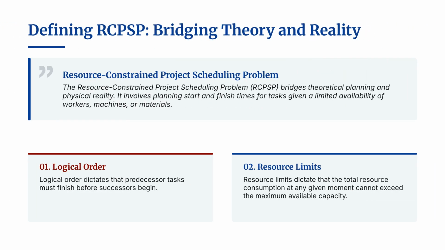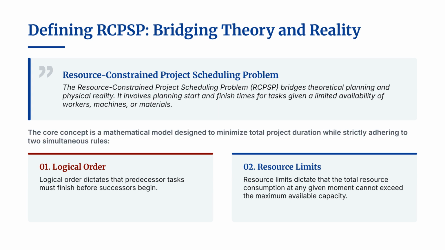So, how do we formally define RCPSP? It is a mathematical modeling framework designed to determine start and finish times for all project activities while minimizing total project duration. Crucially, this minimization must adhere to two simultaneous rules. First, the logical order rule. Predecessor tasks must finish before successors begin. Second, the resource limit rule. The total resource consumption at any given moment cannot exceed the maximum available capacity.